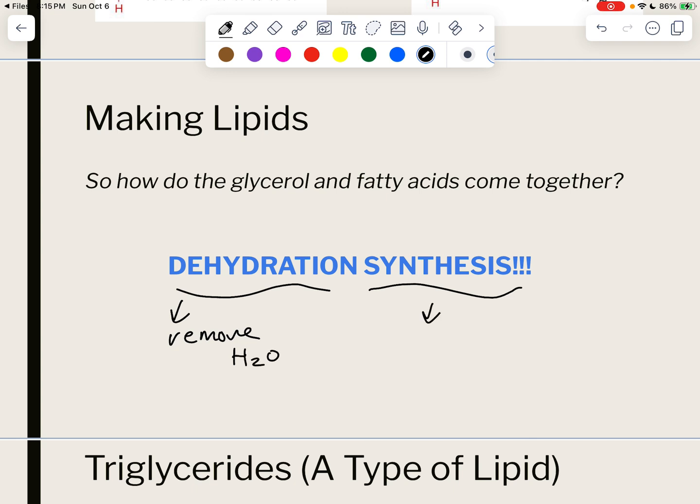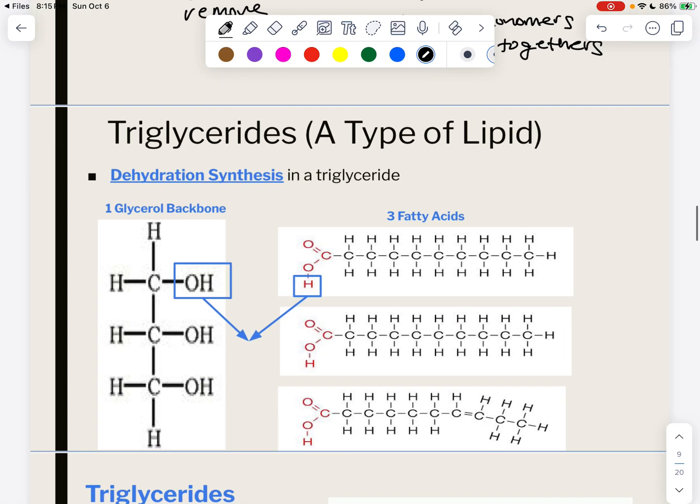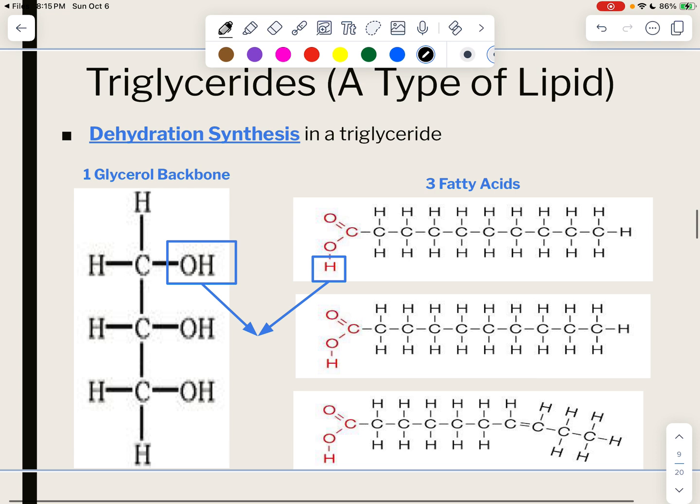And then synthesis means to put monomers together. So it does not have to just be monosaccharides. They can be monomers of a lipid too. So monomers of a lipid is your glycerol and your 3 fatty acids. So take a look. A triglyceride is an example of a lipid. It's our number 1 in our list. And as you can see here, we have our glycerol backbone and our 3 fatty acids.